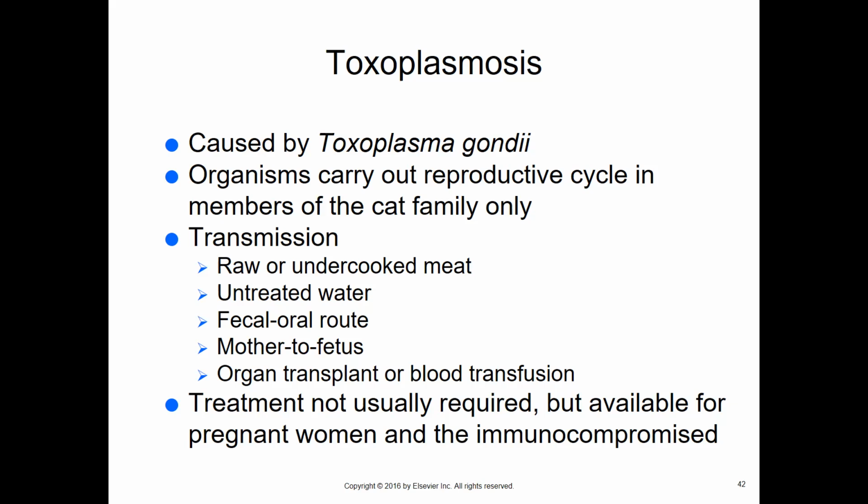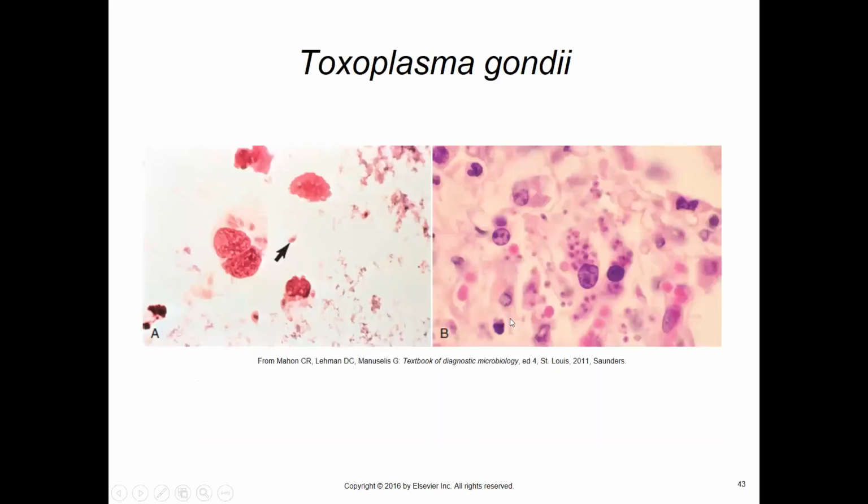And then it can also be spread through organ transplant or blood transfusions, but that doesn't really happen all that often. Treatment not usually needed, but if someone were pregnant or immunocompromised, then we definitely would want to treat it. And this is just showing the growth in the lung tissue.